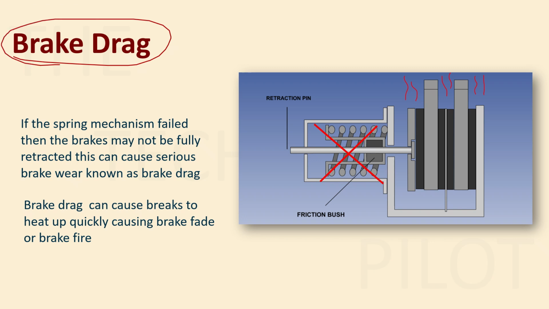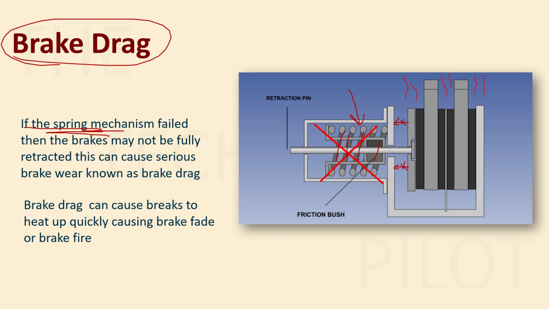So if the spring mechanism failed, what is the spring mechanism? This thing that we saw earlier. It was pulling the pressure plate backwards whenever we release the brakes. All right. So if the spring mechanism is damaged, then what will happen? The spring will not be able to pull the pressure plate backwards, right?